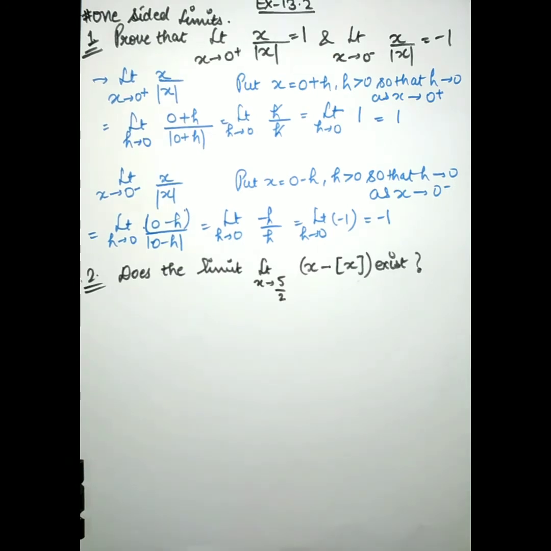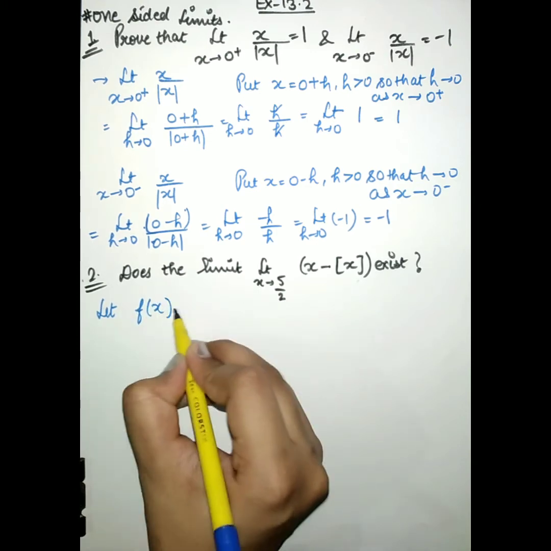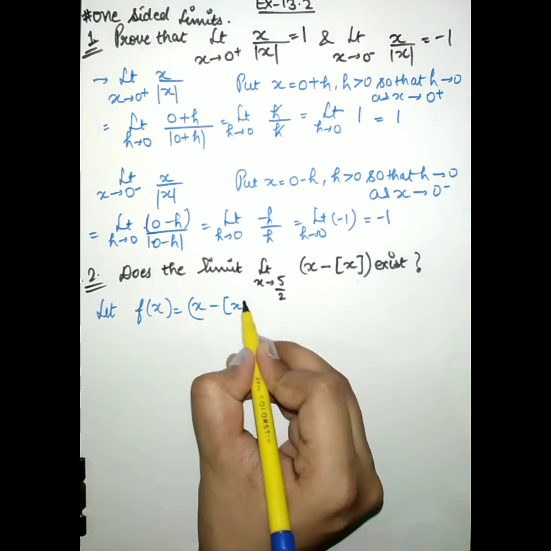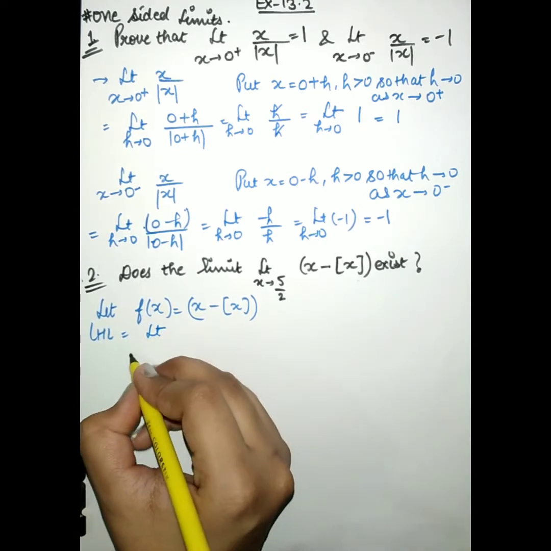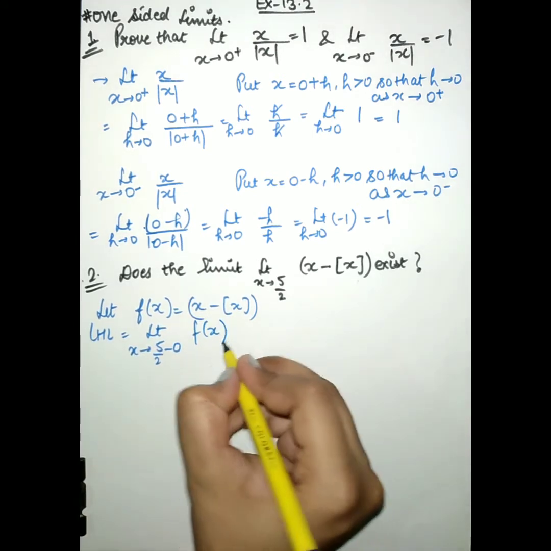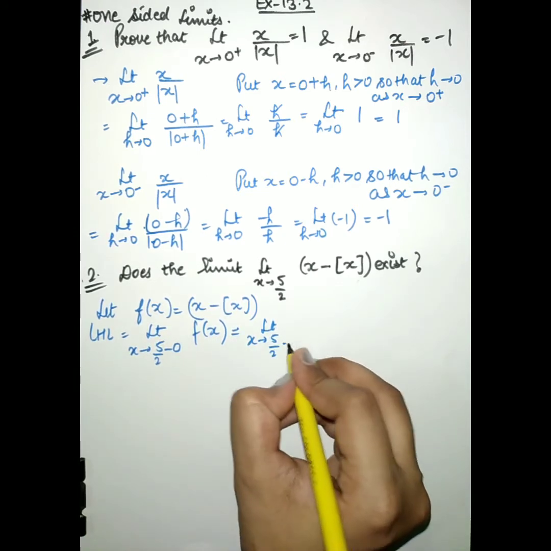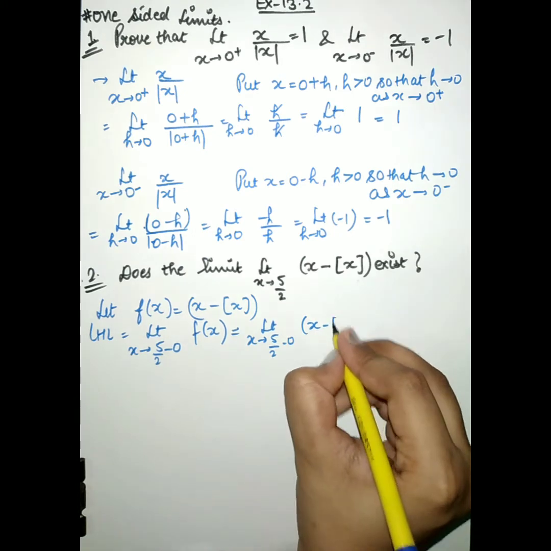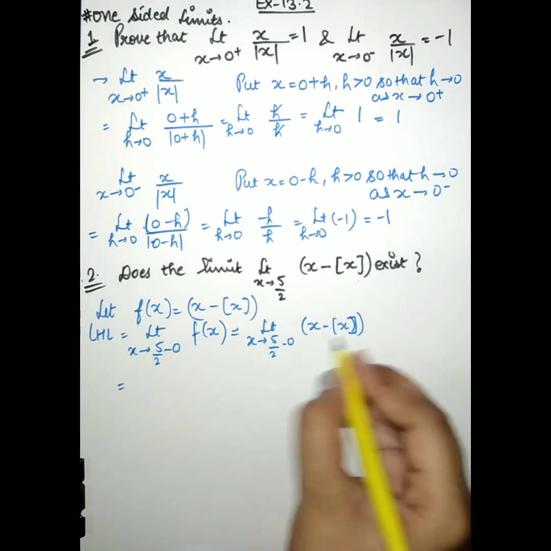Second question is, does the limit x approaches 5 by 2 of x minus box of x exist? Now let f of x equal x minus box of x. Then left hand limit is equal to limit x approaches 5 by 2 minus 0 of f of x, it will become limit x approaches 5 by 2 minus 0 of x minus box of x.